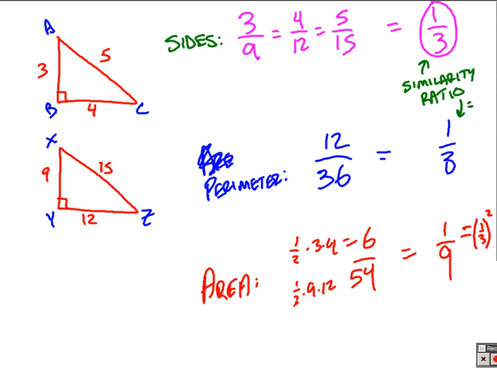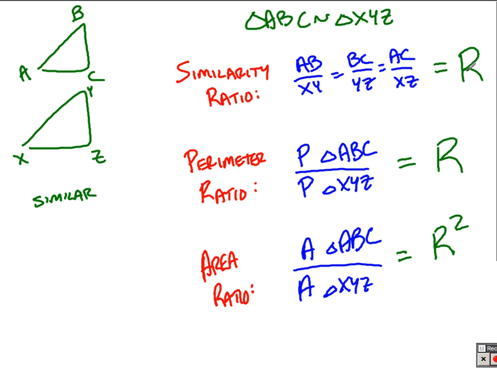So what we can notice in general form, this formula right here, is that the similarity ratio equals a number, the perimeter ratio of those triangles is the same number, and the area ratio of those two triangles would be that ratio squared. This should make sense because area is something like meters squared, and these two would both be meters. So when you have a unit that's squared, the ratio should also be squared. So let's look at an example for how to do this.